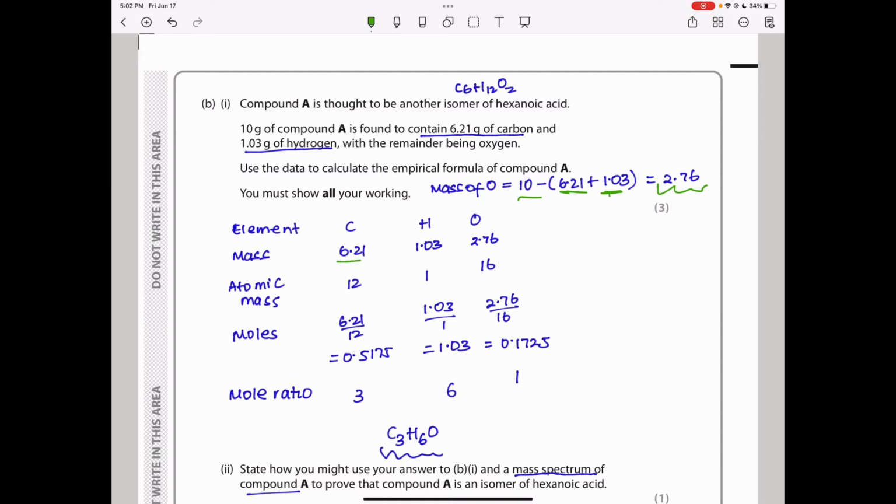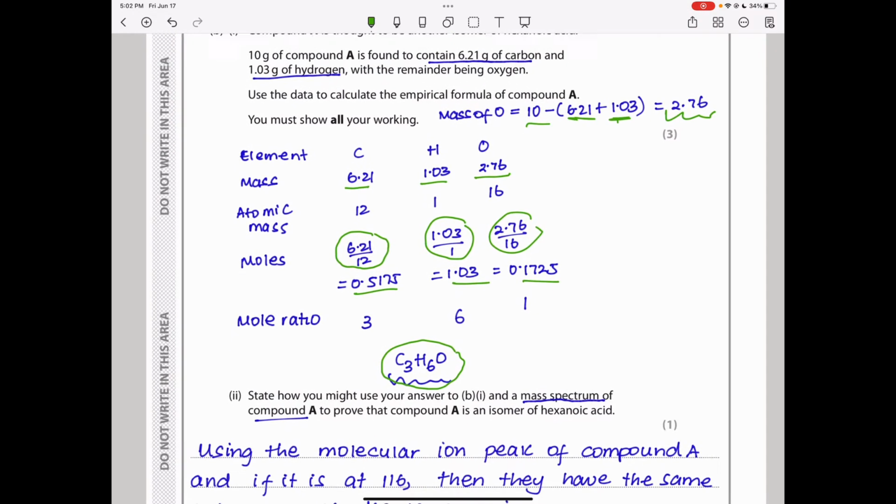So this is the mass of carbon, mass of hydrogen, and mass of oxygen. I divide the masses by the atomic mass of each, and then I'll get the number of moles. And then I divide through by the smallest number of moles to get the smallest whole number ratio. I end up with this. So this is the empirical formula of compound A.